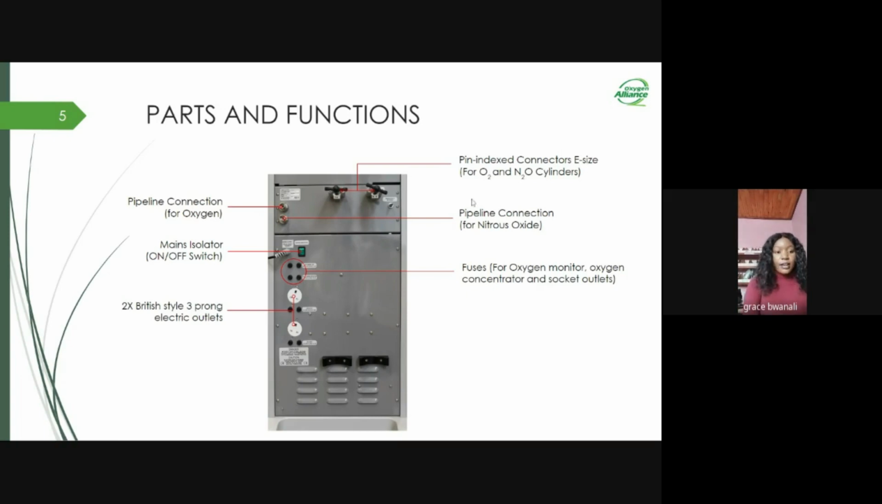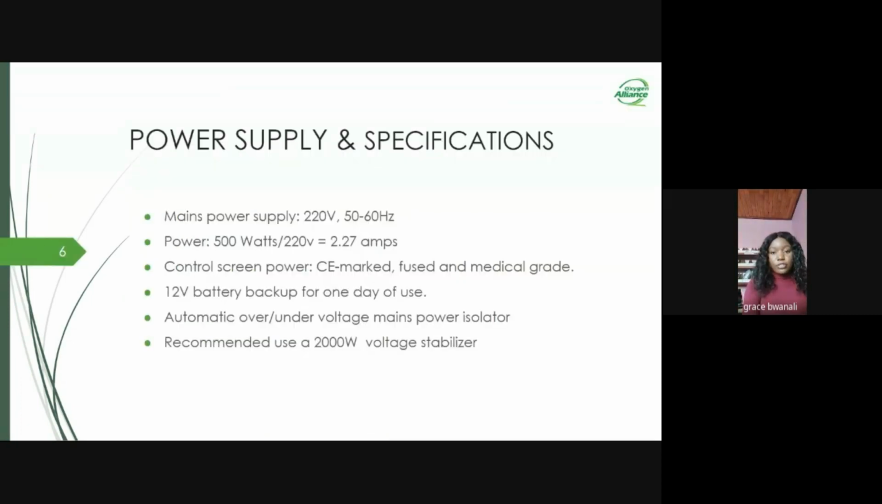So thus far, I'm going to pass on to my colleague Chimwemitias, who is going to take us through the power supply and specification. Also note that most of the parts that I've explained, their operations are going to be explained as we go further with our presentation by one of my colleagues, Foster Sentara. Thank you so much. Over to you, Chimwemitias.